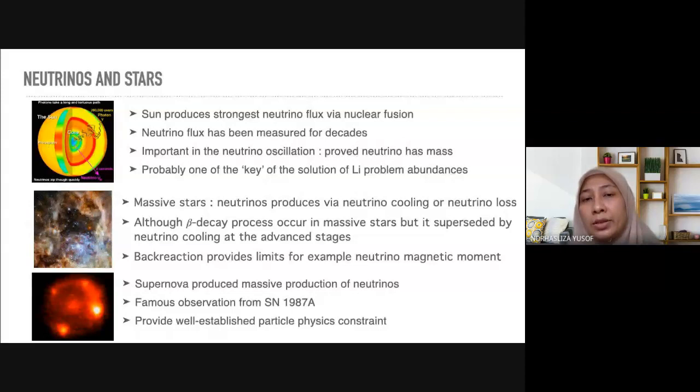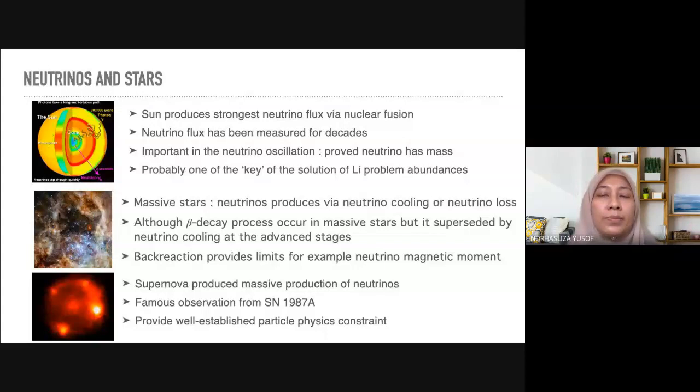Another key, still ongoing problem that people have no solution for is the lithium abundance problem. The lithium produced in the sun is too small compared with what people calculate from theory and observation; there is a huge gap. So people ask, where is it? People try to understand or explain where the remaining lithium goes, where it is missing. It might be carried away by the neutrino flux, but people are still trying to solve this.